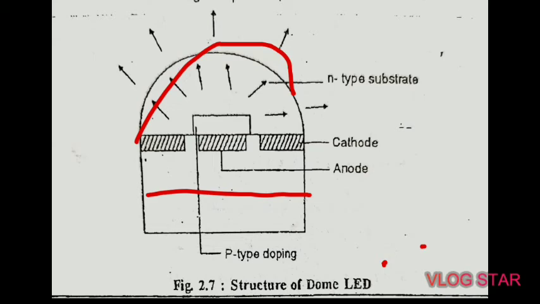Due to the increased active recombination area, the effective emission area also increases, which reduces the radiance. The structure is as shown in figure 2.7. Here this is your anode terminal, this is the cathode terminal, and the N type substrate is used for covering the dome, and the light is emitted from that dome surface.